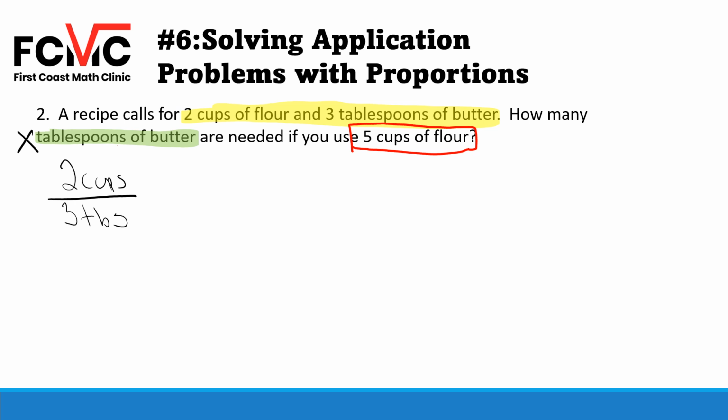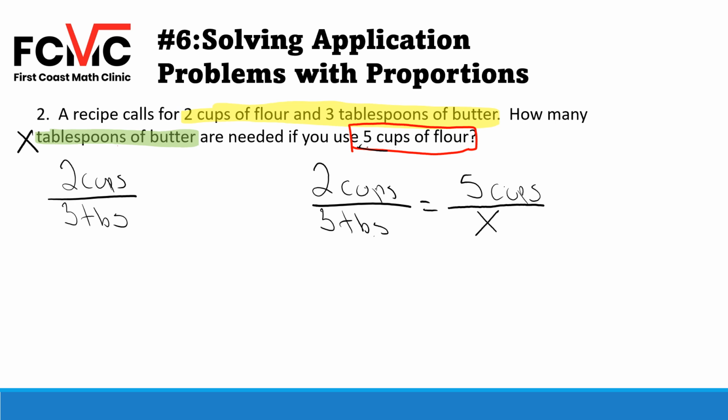So we've got 2 cups to 3 tablespoons. And I'm going to keep the labels in because people typically have a difficult time with the labels. So I'm going to show you exactly what's happening with the labels here. So 2 cups to 3 tablespoons. The information that we have in the second ratio is 5 cups, right? So that 5 cups should be in our numerator. So we have cups in the numerator, cups in the numerator. And then we have x tablespoons. So we'll keep the x in the denominator.